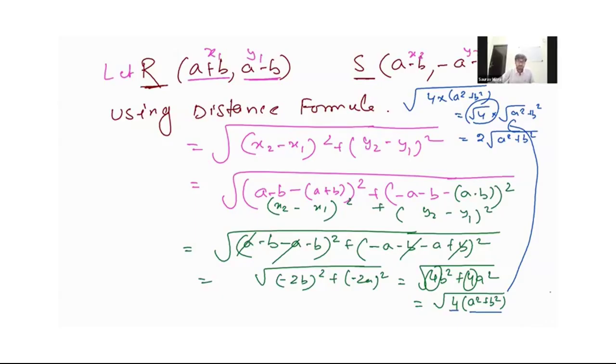In this way they can ask a question to calculate the distance between 2 points, and they can give values in variables, or even in trigonometric form like tan theta, sin theta, cos theta. It depends on the complexity of the exam level, so be prepared for each type of question. This is your distance formula.